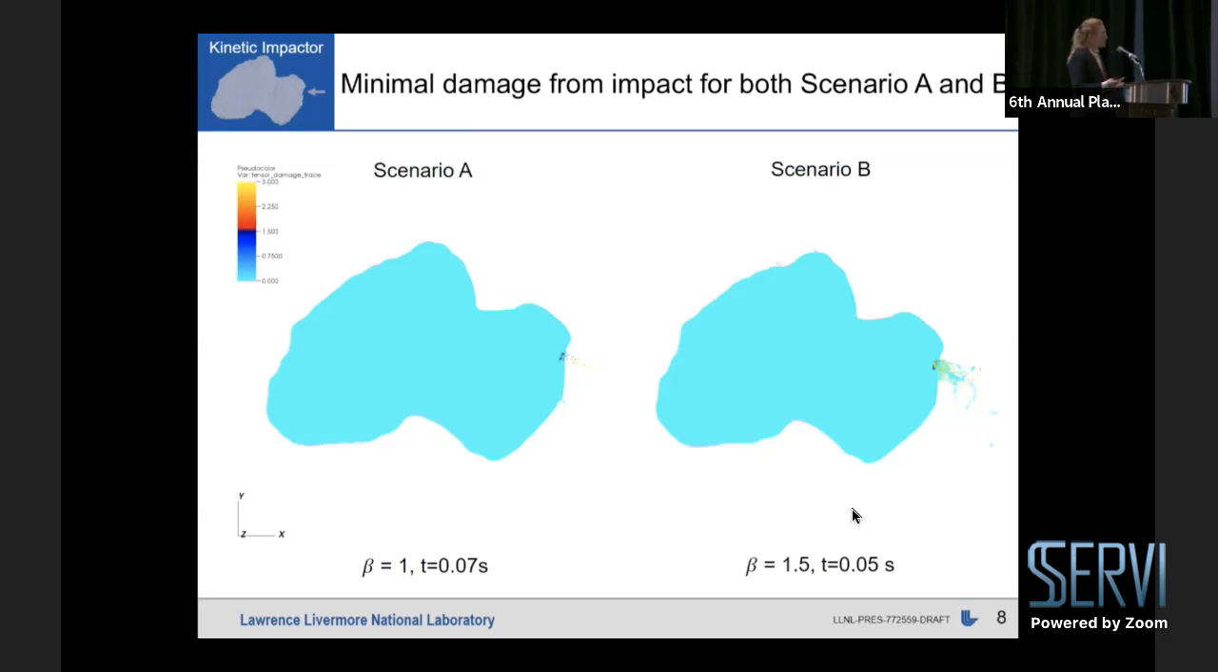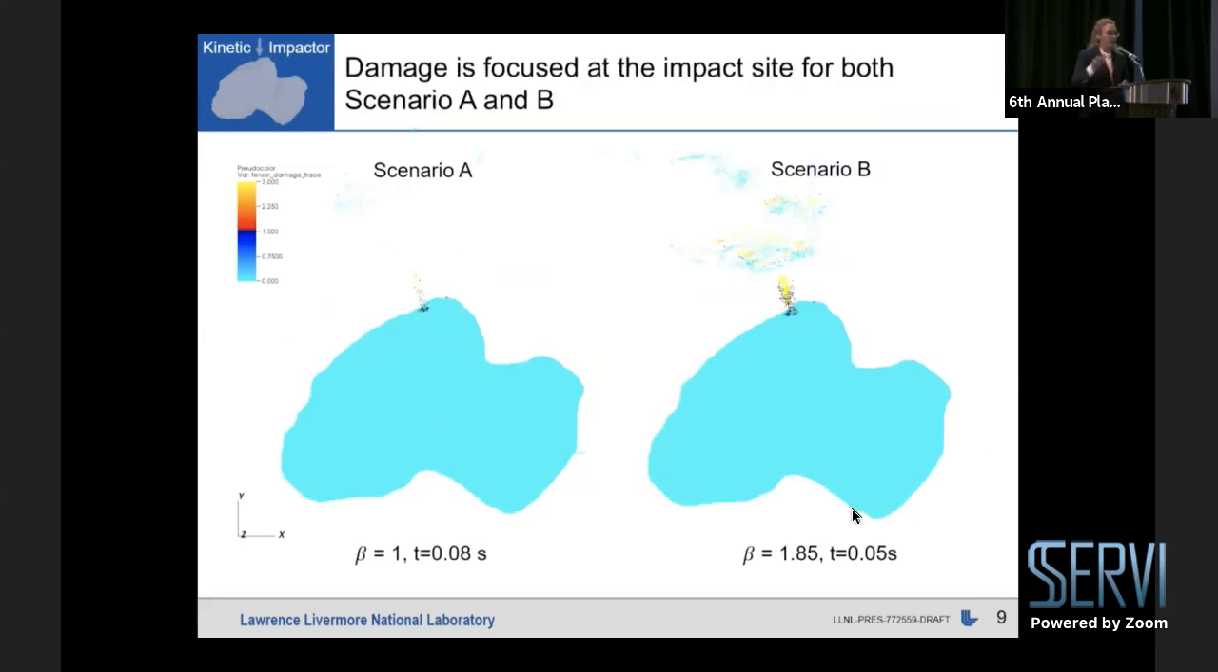So these simulations are still running. Our betas are expected to evolve and grow over time. We will run these until our betas converge over time, which can take up to around 5 seconds. But as is, if we compare the two scenarios, A and B, we find that for B, for the heavier, faster impactor, there's slightly more damage in the object, which we would expect. And we're happy to see that there's not a whole ton of damage. So in turquoise, you're seeing that there is no damage. And this is what we would like to see for a deflection study, since this is not a disruption study.